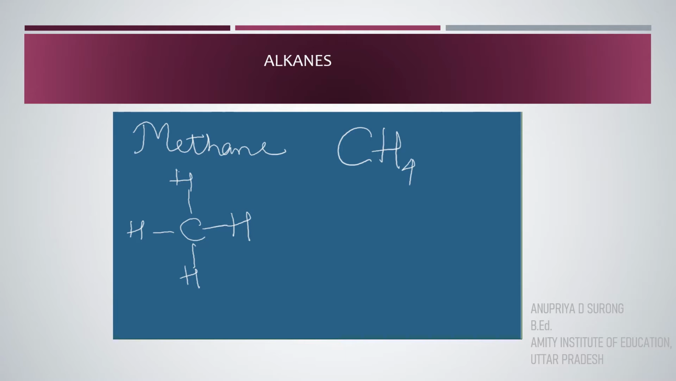So how did we come to this structure? As we all know, carbon has 4 valence electrons in its outermost shell, right? You remember? So to complete its octet configuration, it is sharing its electron with the hydrogen atom, which has 1 valence electron in its outermost shell. So this is how we draw the structure of methane. Is this clear?